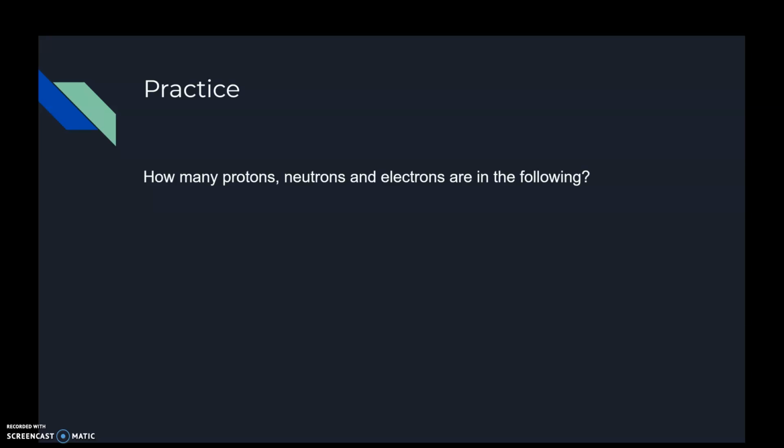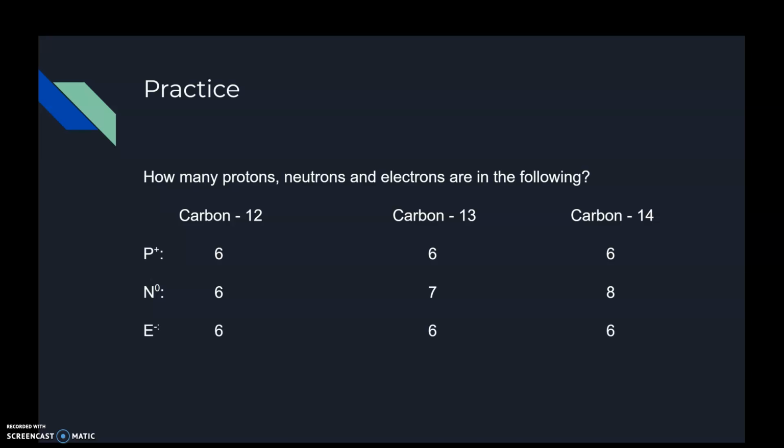Practice. How many protons, neutrons, and electrons are in the following? Right? So carbon-12 will have 6 protons, carbon-13 will have 6, and carbon-14 will also have 6. The neutrons are what change. Carbon-12 will have 6, carbon-13 will have 7, and carbon-14 will have 8. Notice that if you add those, you get the mass. The electrons will be equal to the number of protons, because if it's an isotope, it's not charged.